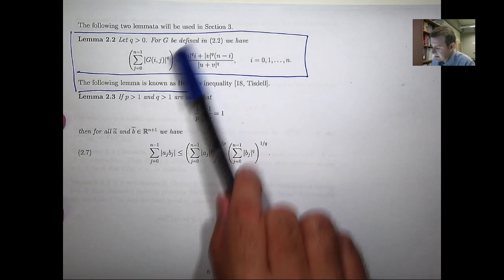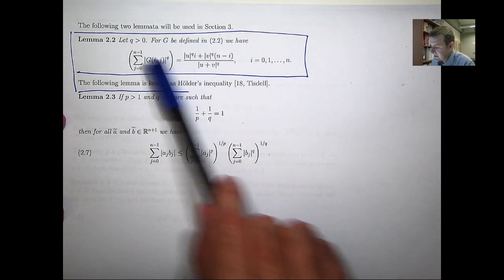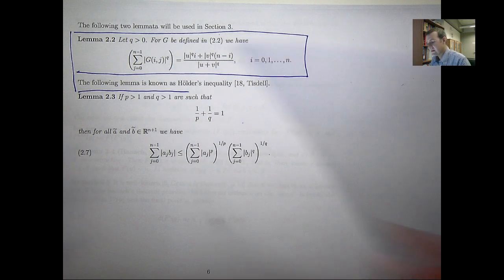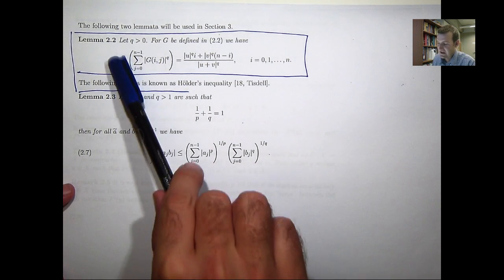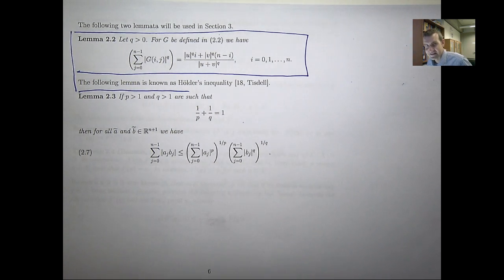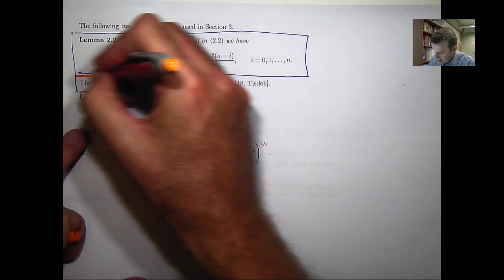This is actually reasonably easy to prove because G is a pretty simple function. It's a piecewise constant function, so you can take these things outside the front of the summation. So that's reasonably easy to prove, so I won't do that. And the other result that we'll use is Hölder's inequality.